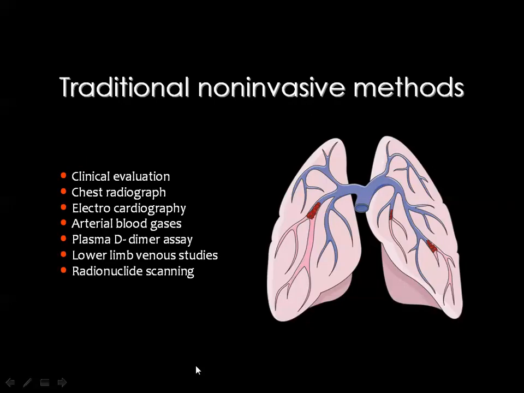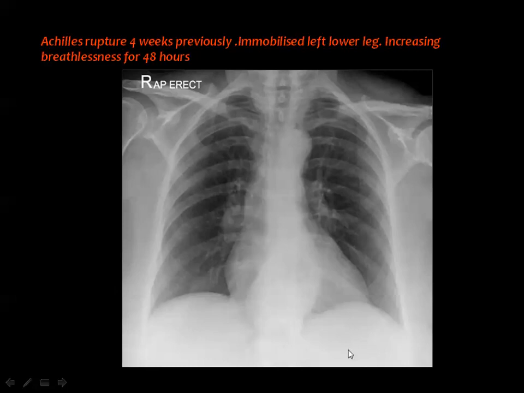And these are the traditional non-invasive ways for evaluation of pulmonary embolism, including the clinical examination, that's chest radiograph, echocardiography, arterial blood gases, assessment of the lower limb venous system, and the radionuclide scans. And if you look to this chest X-ray, you can hardly see a lesion. This patient had an Achilles tendon rupture 4 weeks previously, immobilized, and developed increasing shortness of breath. Then the chest radiograph looks normal.